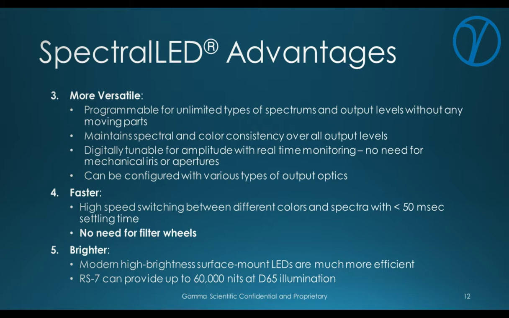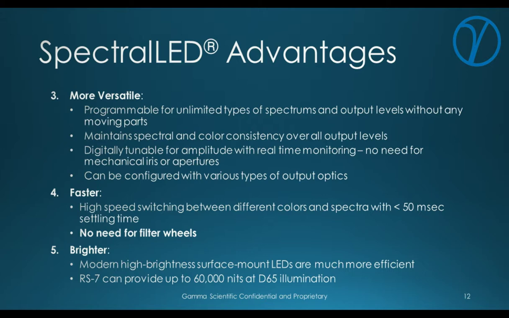It's much faster than a tungsten halogen source. Rather than waiting 15 minutes for it to warm up or stabilize, we can switch between spectra within 5 milliseconds, and the optical feedback is fully regulated within 50 milliseconds. So the amplitude is 100% stable and repeatable to within that fraction of a % accuracy within that 50 milliseconds. So switching time allows you to quickly go between different power levels or between different spectrums. No filter wheels, no ND filters, nothing like that. It's all solid state, no moving parts anywhere.